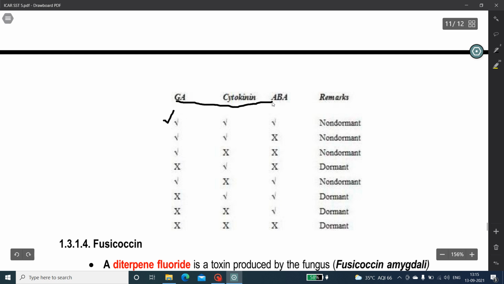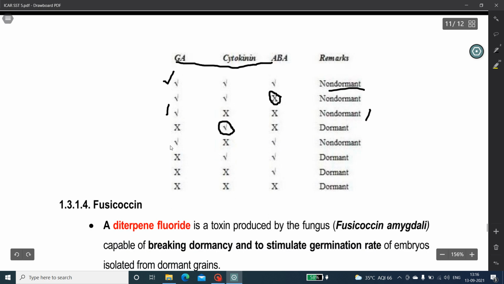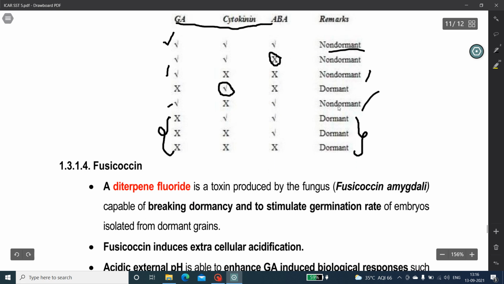When all these three factors are present, it is a non-dormant seed. When GA and cytokinin are present, it is non-dormant because abscisic acid is an inhibitor. When gibberellic acid only is present, it is also non-dormant. When cytokinin only is present, it is a dormant seed. When gibberellic acid and ABA are present, it is non-dormant. When the gibberellic acid is absent and abscisic acid is present, the seeds undergo dormancy. This table is very important from the exam point of view.